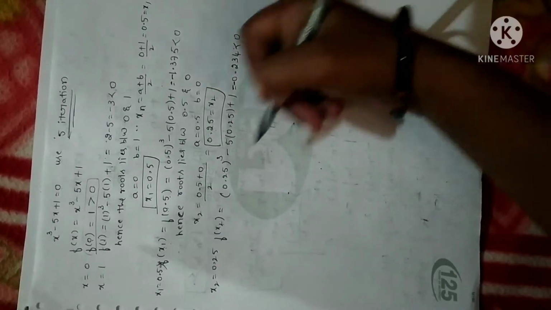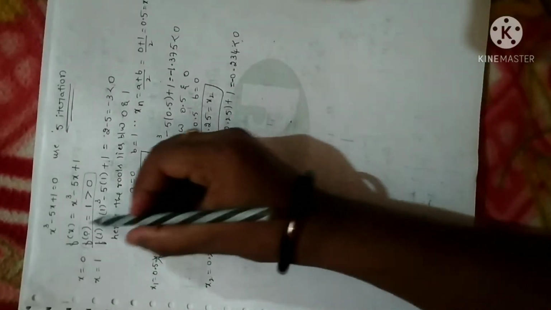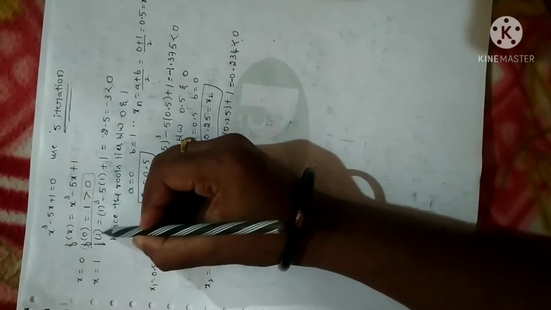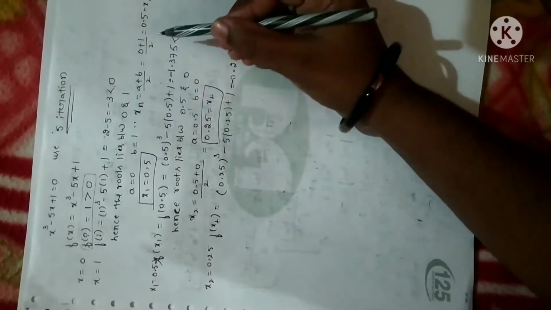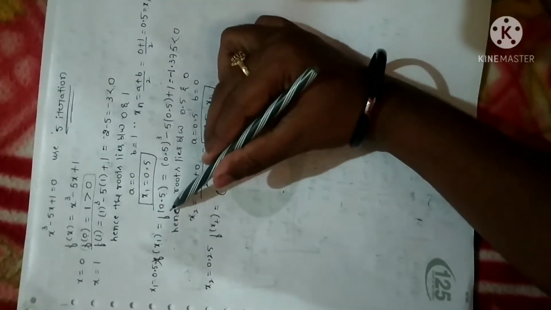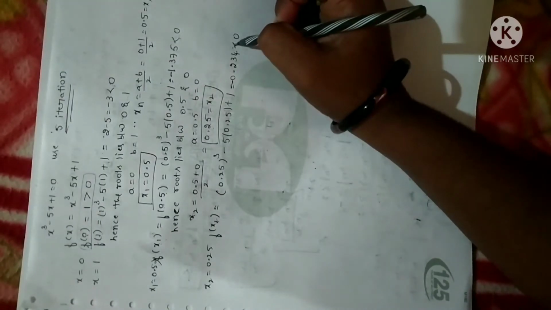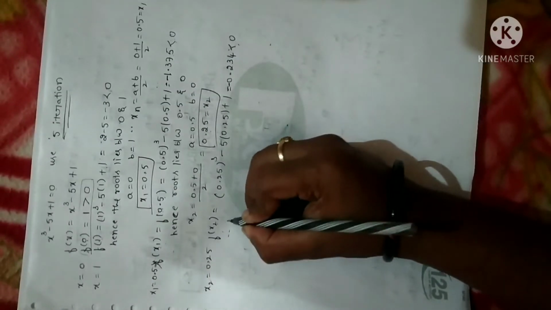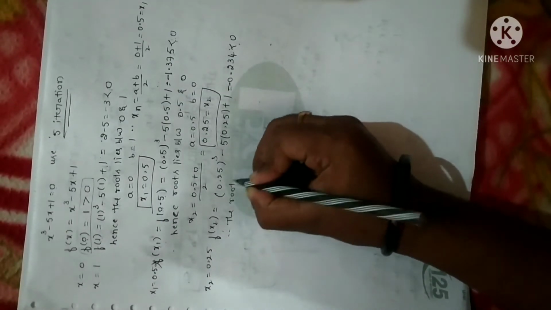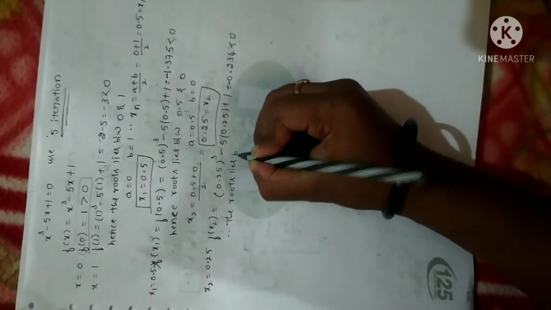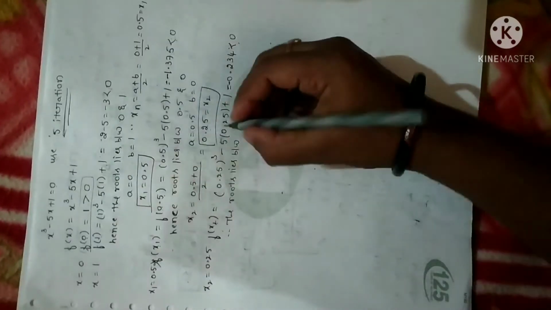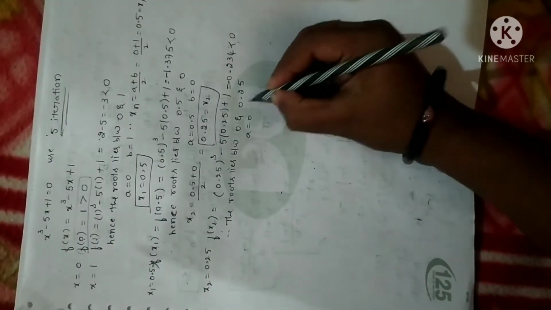Now I have to look for the previous positive value, which is again 0. Why? Because f of 1 is also negative, f of x1 is also negative, and f of x2 is also negative. We have to look for the positive value of f of x, and that is f of 0. So the root lies between x value 0 and 0.25.